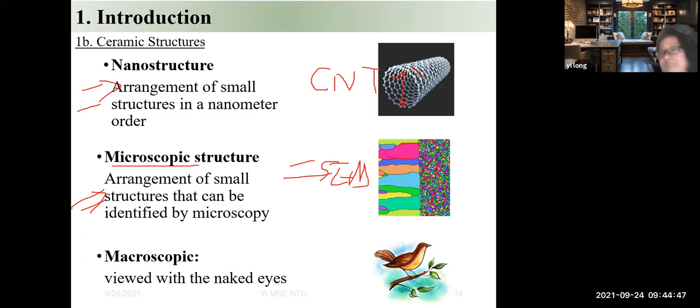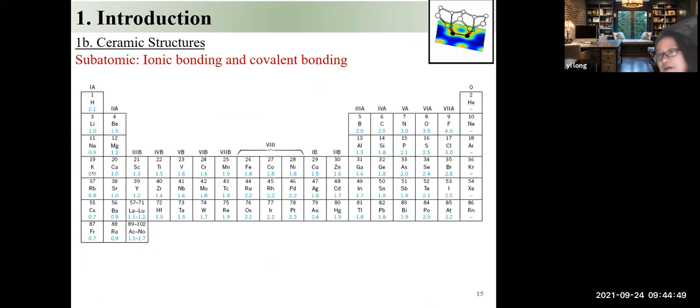Okay, so let me continue. Now we move to the first level. The first level is subatomic. In this case, it is pretty straightforward. We need to understand whether the material has ionic bonding or covalent bonding. I think you learned this before, but let's quickly review what you learned in your year 1 course. How can we determine whether it's ionic or covalent?